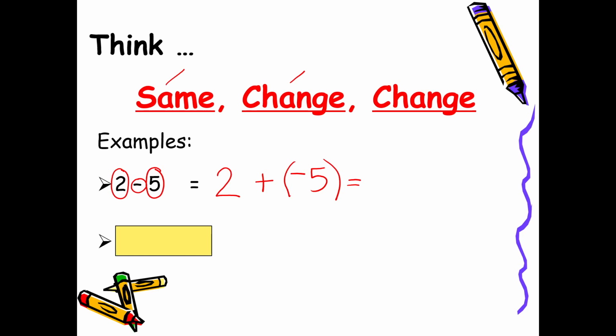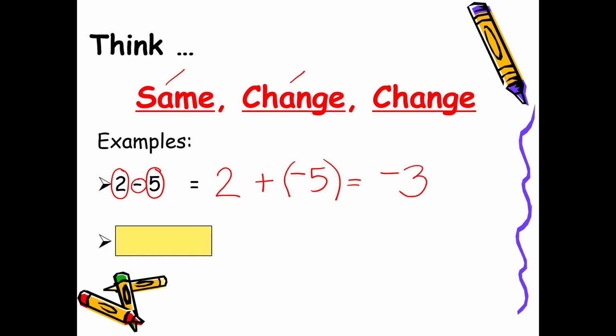Yes. Subtract. Different signs. So, I subtract 5 and 2, I'll get 3. What will be the sign of 3? Negative 3. Very good. It's negative 3. I totally agree with all of you.